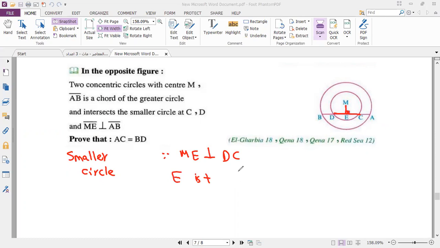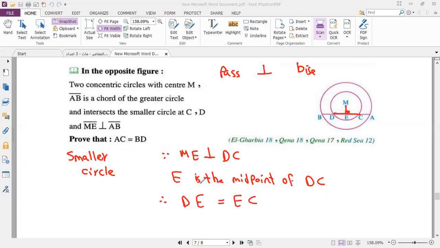If you remember the three words I told you, pass through the center and perpendicular to any chord, so it bisected this chord. So E is the midpoint of DC. So the length of DE equals the length of EC. They are equal in length.